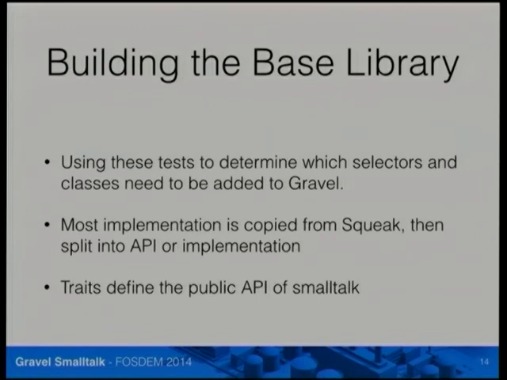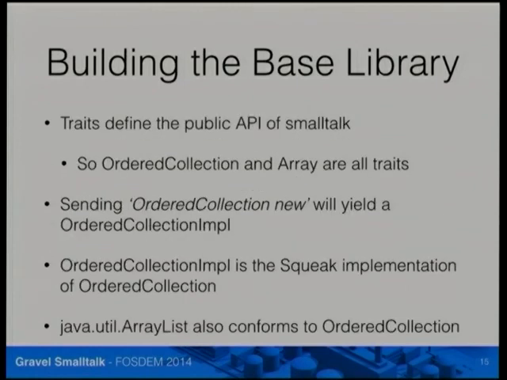And what we need, we copy from Squeak. We then split things up if the definition is part of the trait part, what we call it, or the actual implementation part. Because in Gravel we use the trait system, and in Gravel we think that an ordered collection defines something of the public protocol of the base library.